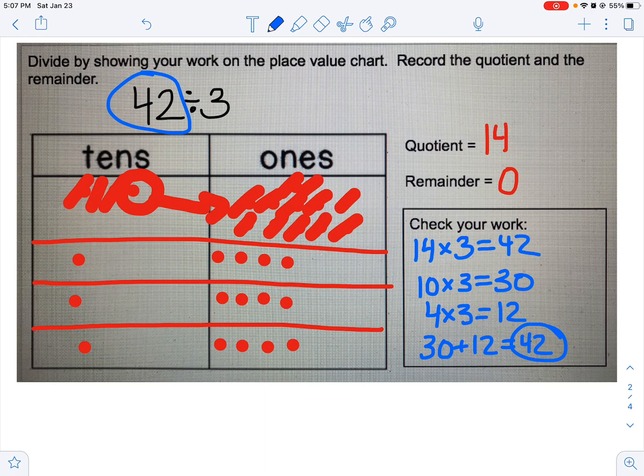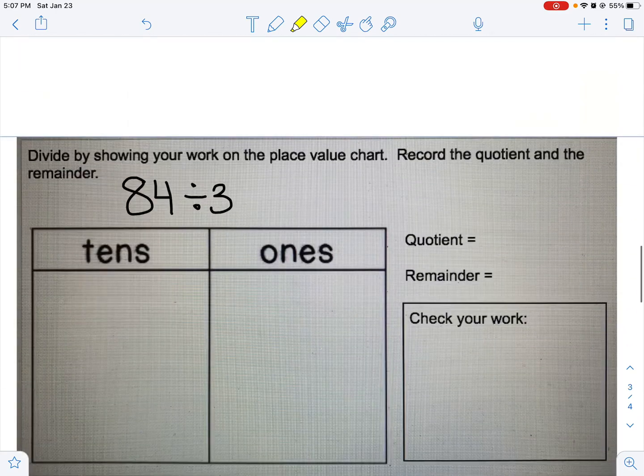It sure does. One of the cool things to look at too and notice is that when I write out my partial products, I think I said partial sums earlier, I meant partial products. When you look at your partial products, take a look. 10 times 3 is 30. That's what I've got in my tens place. 4 times 3 is 12. That's what I've got in my ones place. So it's the reverse. What we're doing on our place value chart for division is just the reverse of what we were doing for our partial products. Let's take a look at one last example.